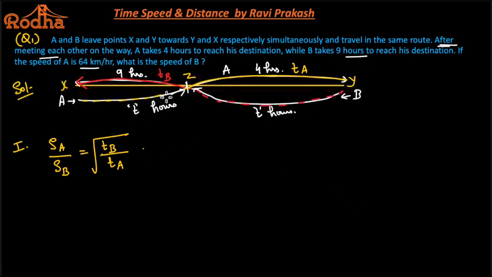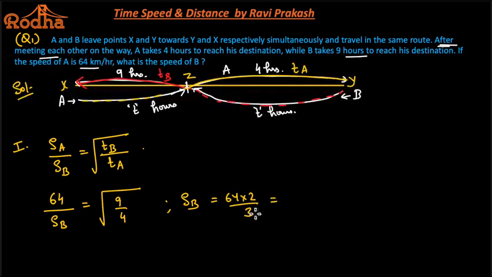Now, what is this value? I can easily calculate this right now because we have been given the speed of A is 64 km per hour, upon the speed of B. Speed of B I don't know, this I need to calculate. ठीक है, under root TB by TA कितना है? TB is 9 and TA is 4. So the value of SB will be, under root 9 by 4 is 3 by 2. So 64 into 2 by 3 is equal to 128 by 3, which is 42.66 km per hour. ये आपका आंसर हो जाएगा, है ना? So simple, right? Straightforward application of this formula that we studied.